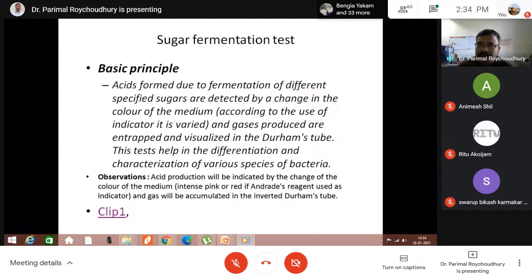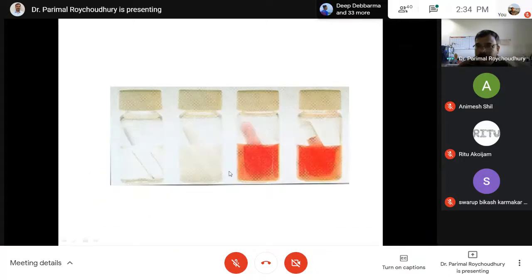Then definitely we have to autoclave the whole thing and sterilize it, and after that we inoculate the bacteria. So when we inoculate the bacteria, suppose this is the situation here. Bacteria will grow here, and bacteria will also go inside these Durham's tubes. Whatever media is there, there also the bacteria will grow.